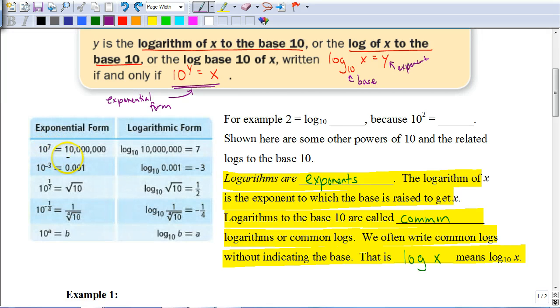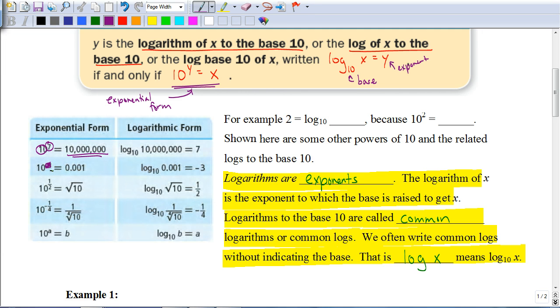If I have 10 to the 7th power, that's the same as 10 million. Or I could say the log base 10 of 10 million equals 7. Because remember, this is your base, which is 10. Your exponent is 7. So the log base 10 of your answer here, the 10 million, would give you your exponent, which is 7.